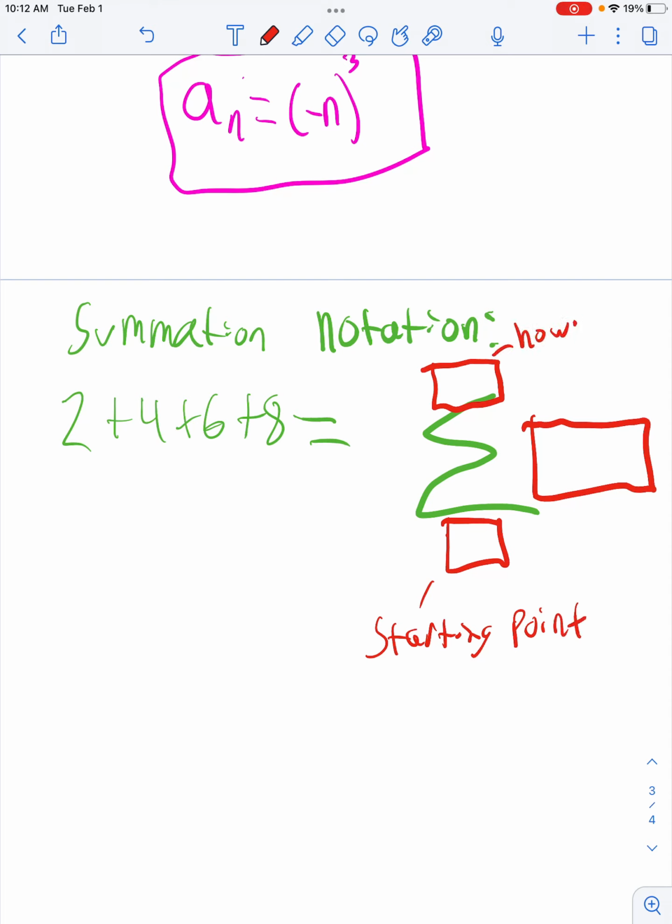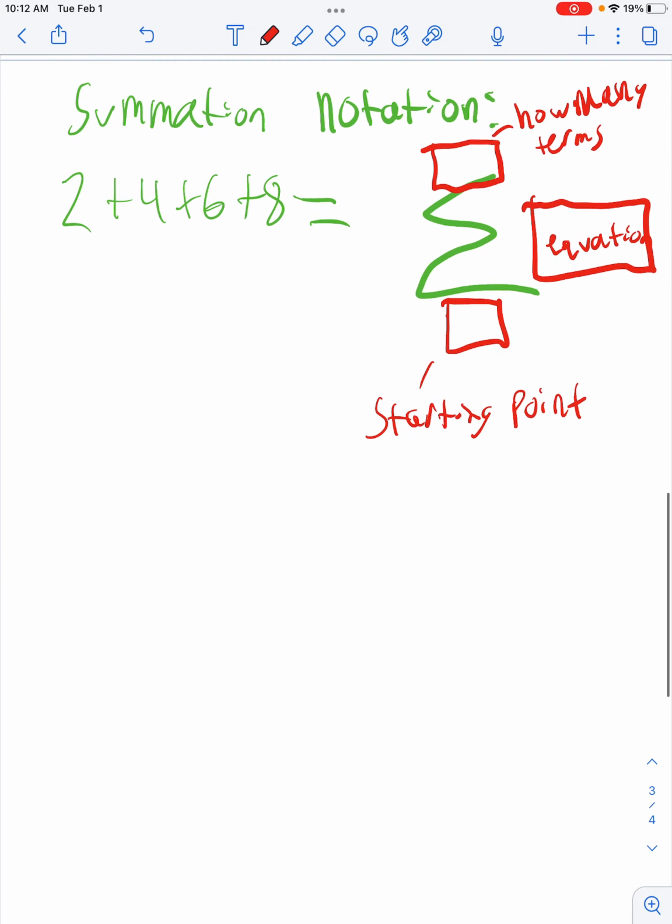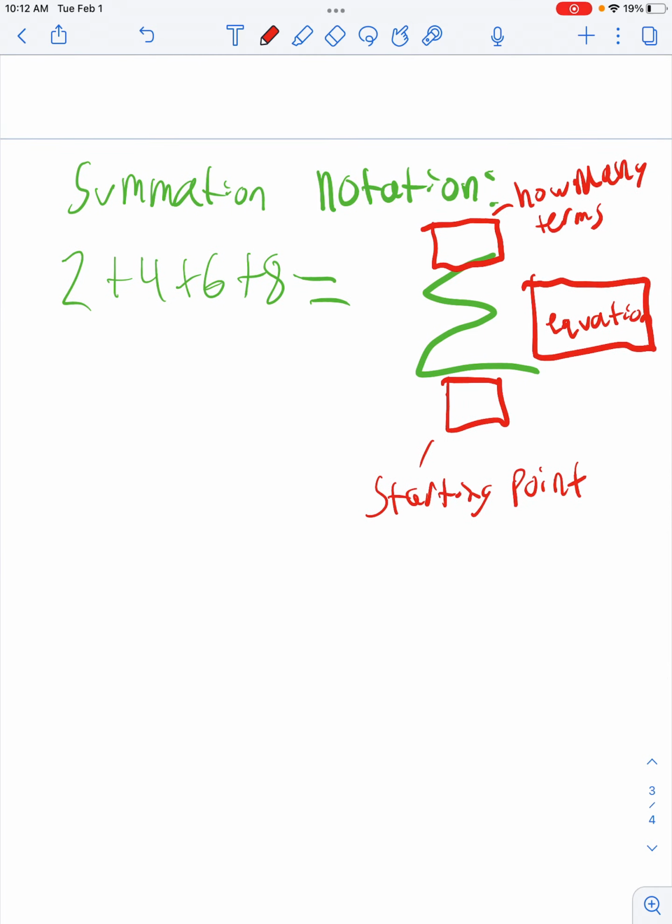This is how many terms. And then this is your equation. So if I look at this, 2, 4, 6, 8, I see I have 4 terms. So filling this out, you always have to describe what your variable is. So I'm going to say it's i. I'm going to start at the first term. I have 4 terms total, and my equation is 2 times i.